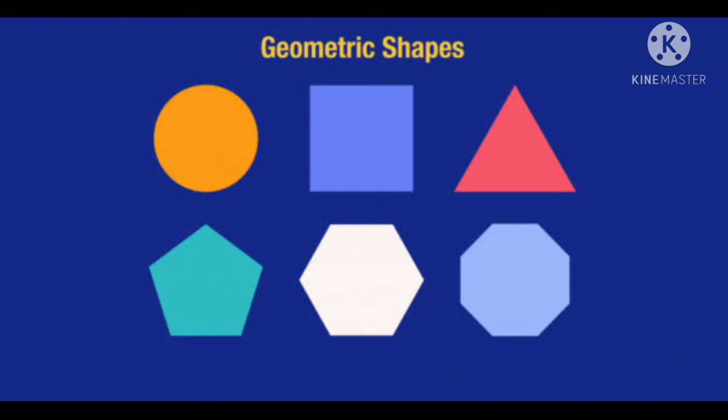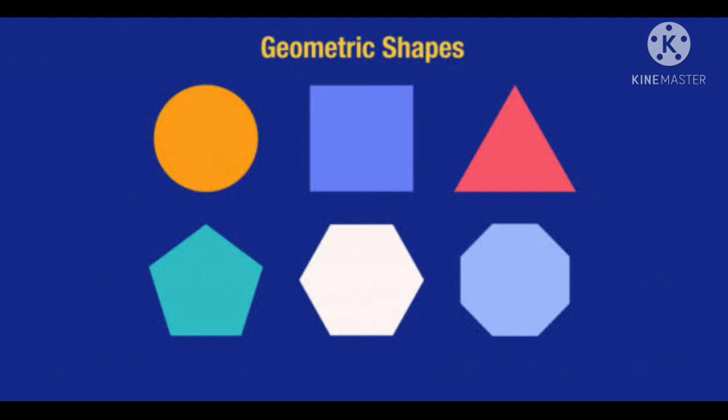These are some geometrical shapes. Next, the white one: count how many sides there are. 1, 2, 3, 4, 5, 6. This is a hexagon, with 6 sides. Next one, can you count it? The light purple one: 1, 2, 3, 4, 5, 6, 7, 8. 8 sides are there, so this is the octagon. These are some regular geometrical shapes. There are many irregular geometrical shapes also, but here we will study the regular geometrical shapes and their measurements.